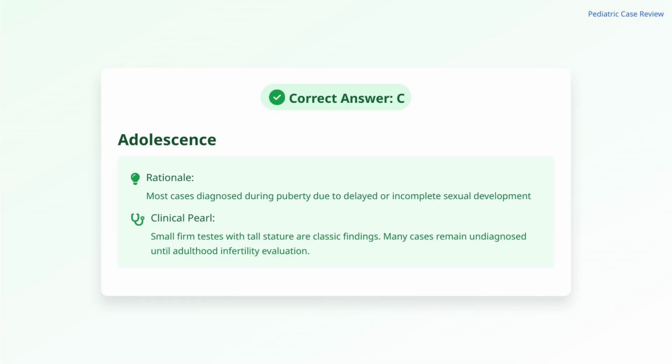The classic presentation includes small, firm testes, tall stature, and delayed secondary sexual characteristics. In this case, the patient's advanced height combined with underdeveloped puberty and small testes should raise suspicion. However, many cases remain undiagnosed until adulthood when men present for infertility evaluation, making early recognition crucial.